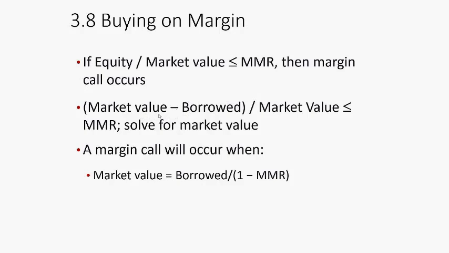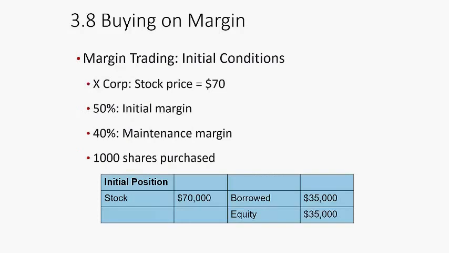If the market value minus the borrowed amount, because remember you might borrow on margin, divided by the market value is less than or equal to the MMR, you solve for market value. A margin call will occur. So whatever this is, if it's less than the MMR, then a margin call will occur. So market value equals borrowed over 1 minus MMR. So market value is equal to your borrowed amount divided by 1 minus the maintenance margin requirement. Gets a little complicated, but you're going to get some examples of this as well.